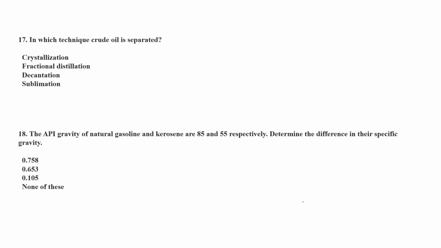Coming on to the next question, which is: in which technique is crude oil separated? So as we have seen in the theory, crude oil separation takes place from fractional distillation, so the answer is fractional distillation. Coming on to the next question, which is: the API gravity of natural gasoline and kerosene are 85 and 55 respectively. Determine the difference in their specific gravity.